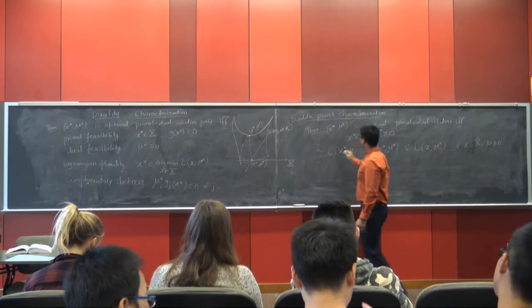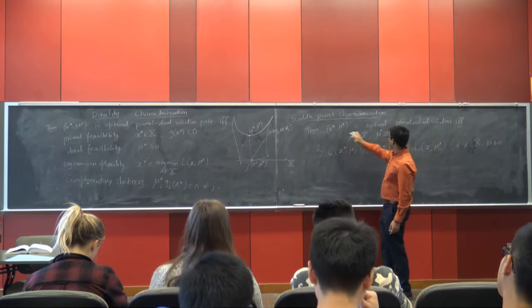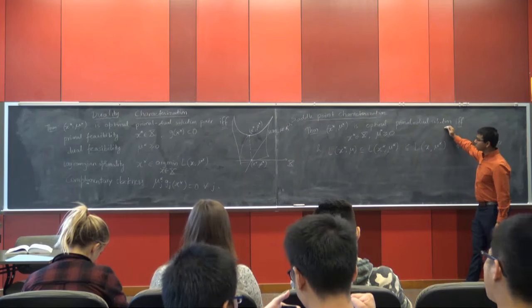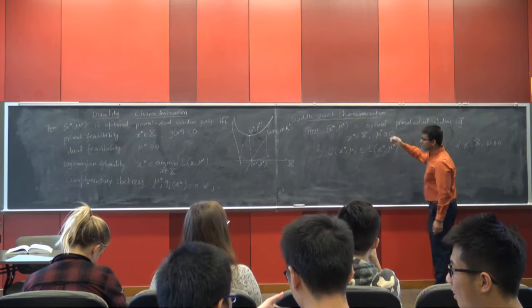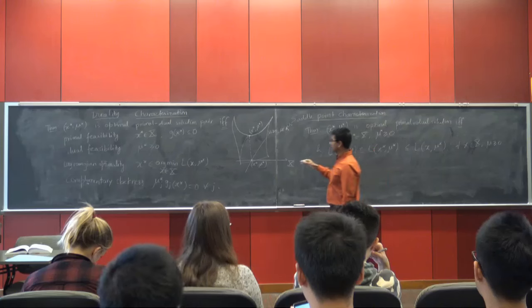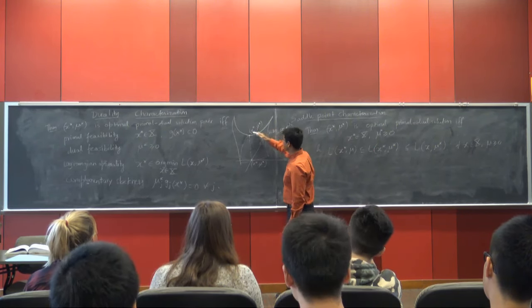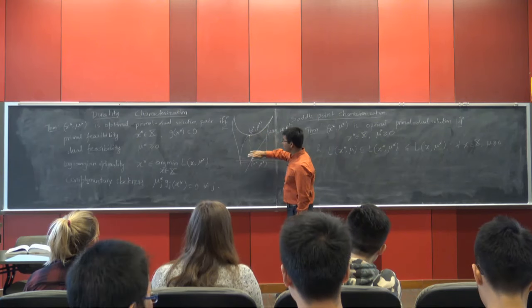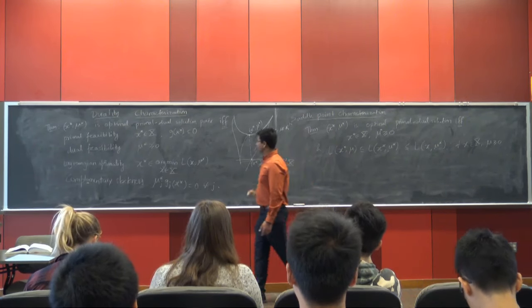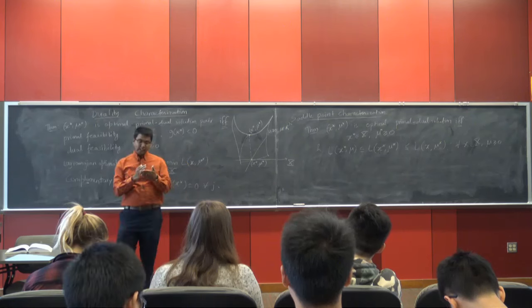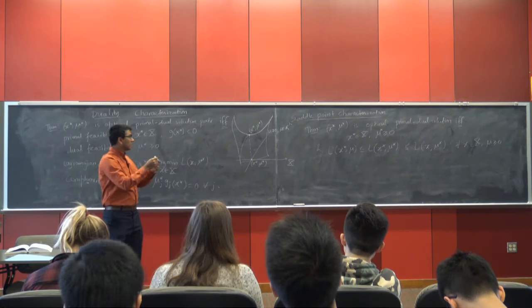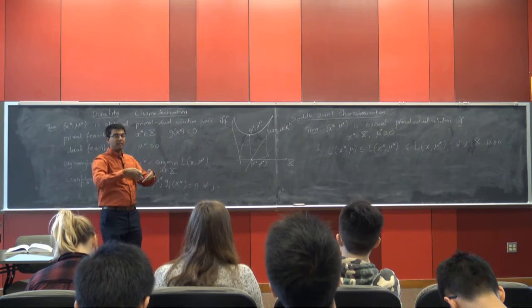What this theorem is saying is that X star, mu star is the optimal primal dual solution if and only if it satisfies these obvious constraints, and more importantly, it's the saddle point. So if you move along the X direction, the Lagrangian increases. If you move along the mu direction, the Lagrangian is going to decrease. So from one direction you are at the peak, but from the other direction you are at the valley.